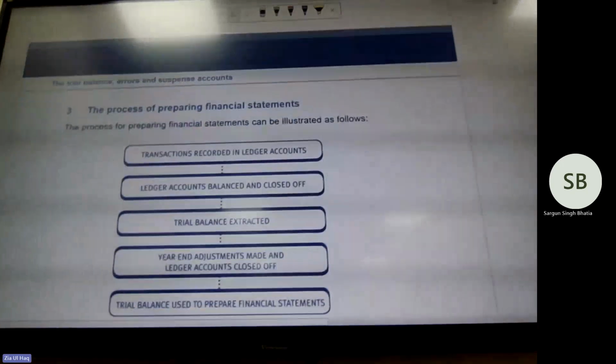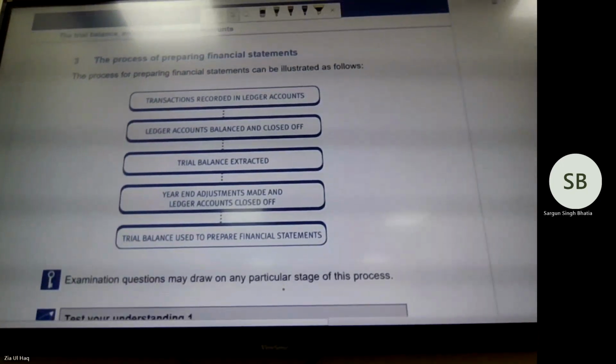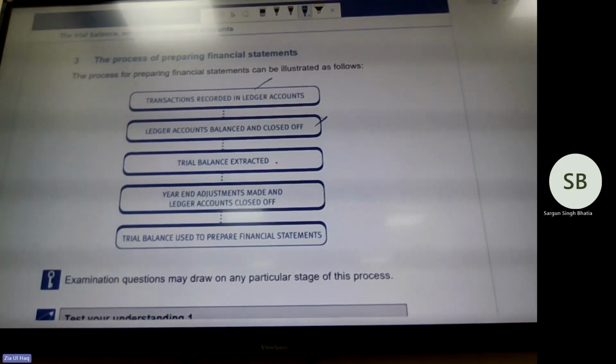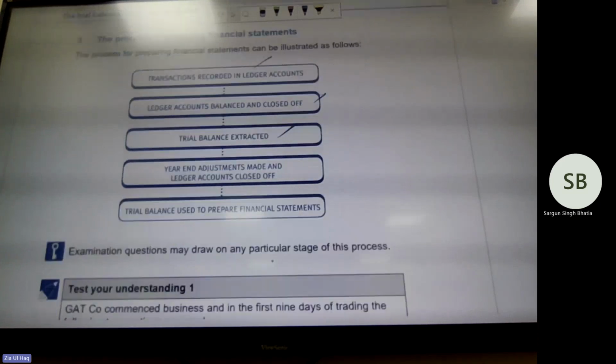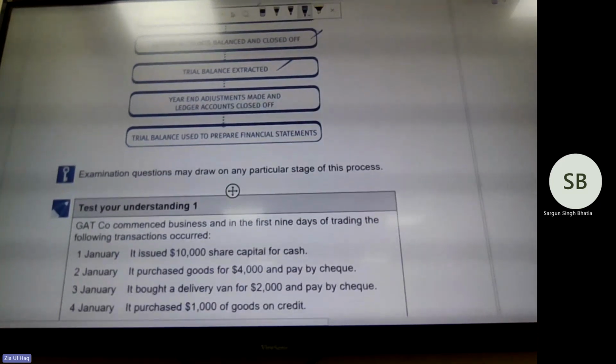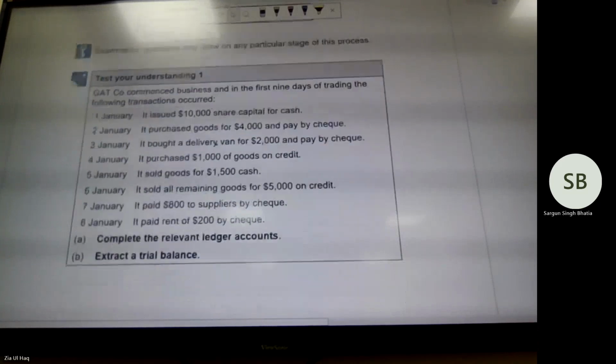This is enough relating to trial balance. What is a trial balance? We have a little bit of familiarity. First we record the transactions into ledgers, then the ledger accounts are balanced off, and the balance extracted from the ledger will be transferred to the trial balance. And then from the trial balance, we prepare the financial statements.